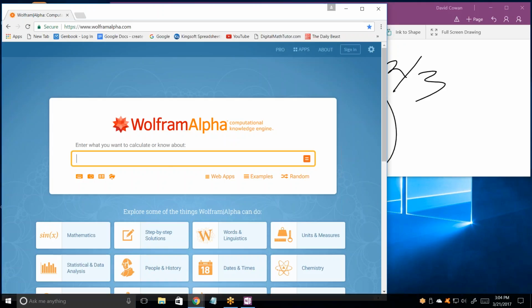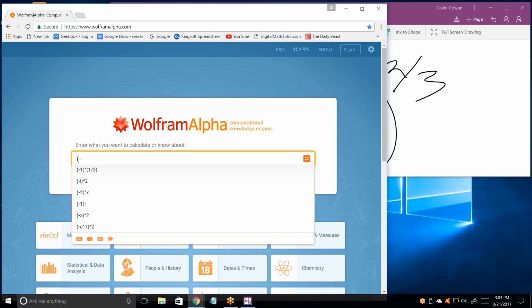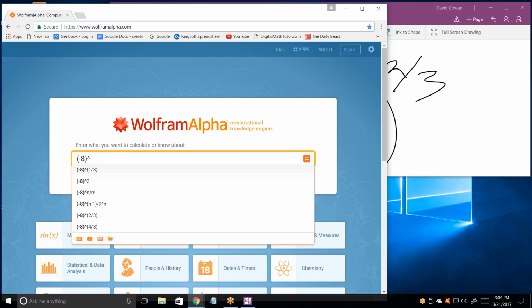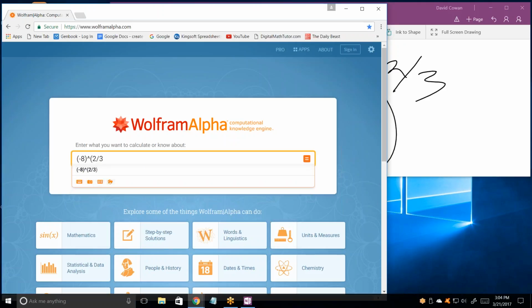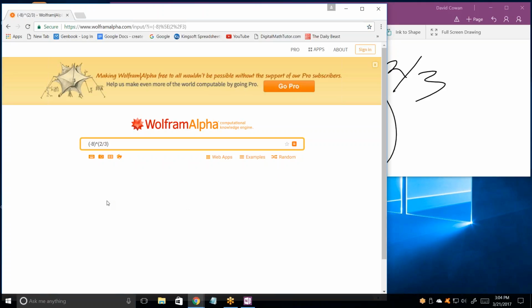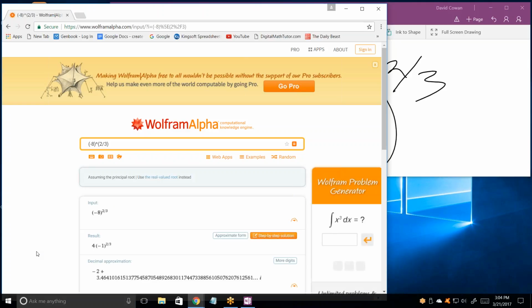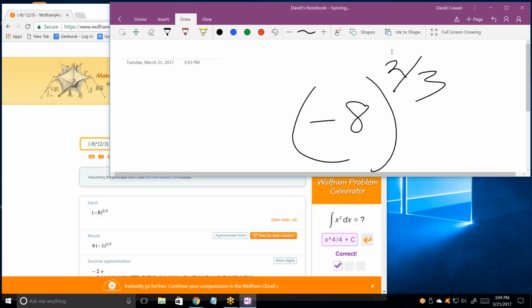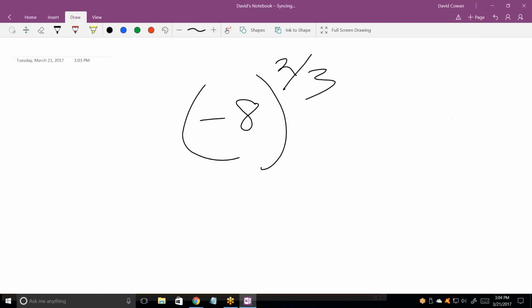And I'm going to take this number, minus 8 raised to the 2/3 power. Well, let's make sure that I input it correctly. Okay, I did. I got minus 8 to the 2/3 power. What did you think the answer was before we did this on Wolfram Alpha?